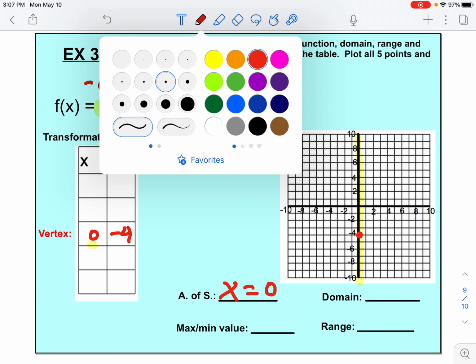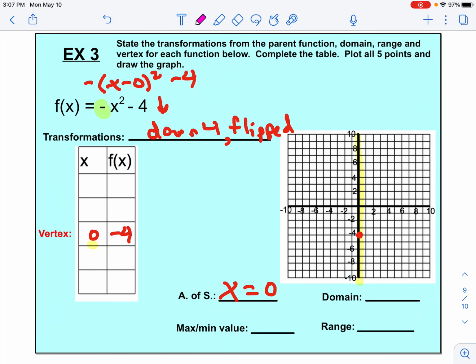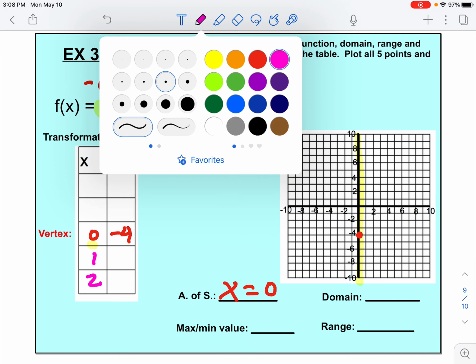So now we need to go ahead and pick some points. So pick 2 values that are greater and 2 values that are smaller. So 0, 1, 2, and then from 0 we'd have negative 1 and negative 2. I'll use a different color for those.